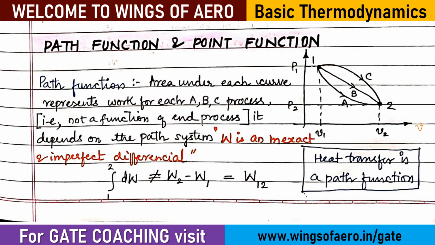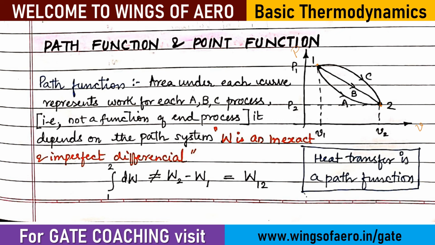The graph is volume versus pressure, and there are three processes, A, B and C, and it starts from point 1 and ends at point 2. So the corresponding volume at point 1, we have V1 and pressure P1, and at point 2 we have volume V2 and pressure P2. Fine. Now what we will see is the difference between the path function and the point function.